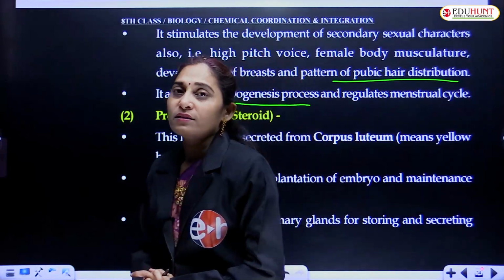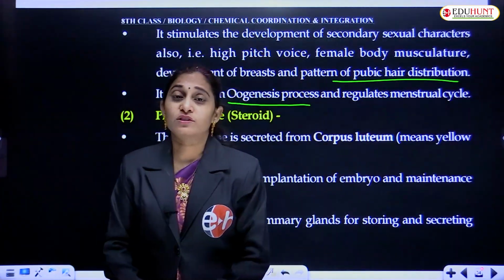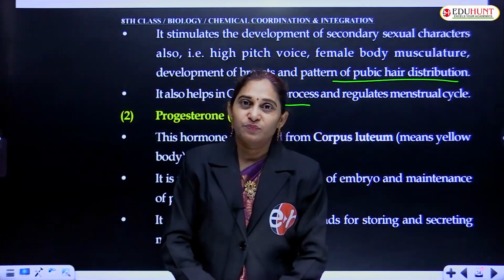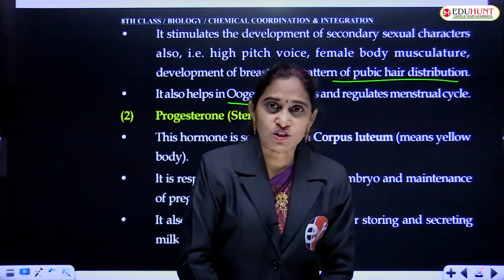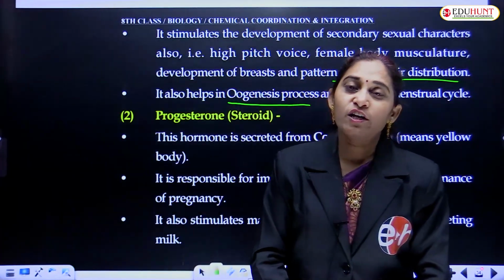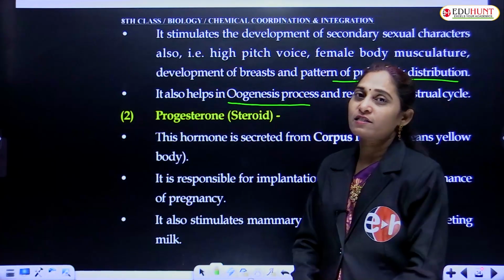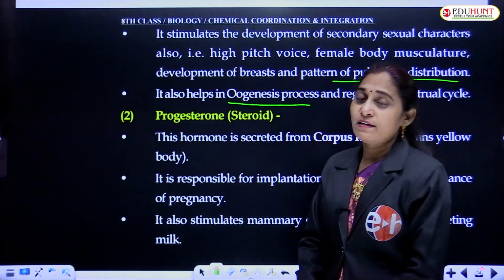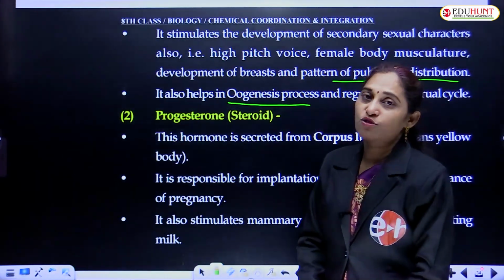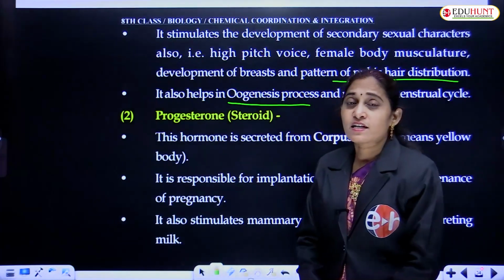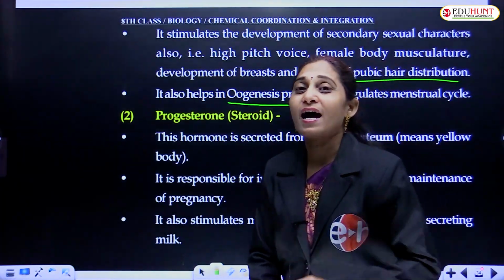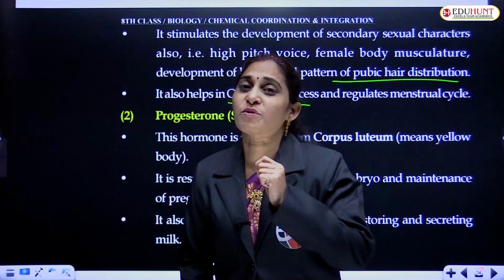Oogenesis means the production of egg. ఎగ్ ని ప్రొడ్యూస్ చేసేది ఏంటి? ఓవరీ. ఓవరీ నుండి ఎగ్ ప్రొడ్యూస్ అవ్వడాన్ని oogenesis అని అంటాం. oogenesis ఈజ్ అండర్ ద కంట్రోల్ అండ్ ఇన్ఫ్లుయెన్స్ ఆఫ్ ద హార్మోన్ ఈస్ట్రోజన్. ఈస్ట్రోజన్ gets stimulated by another hormone called follicle stimulating hormone.